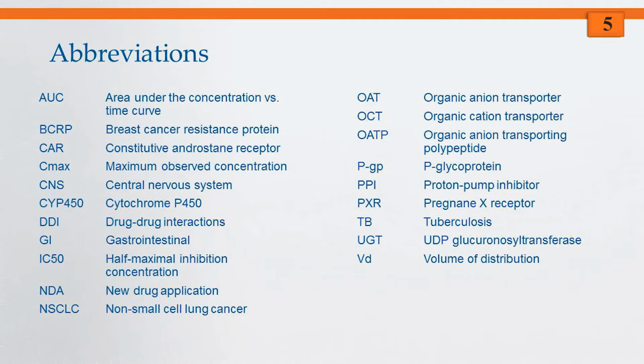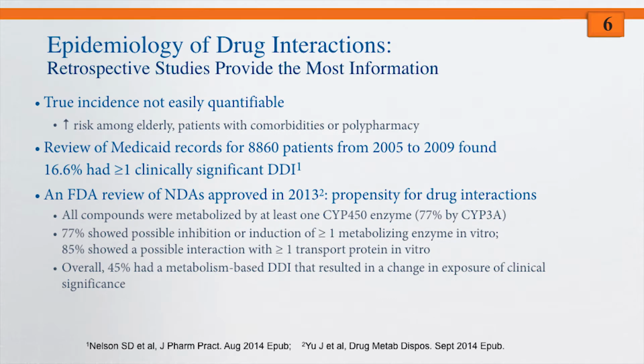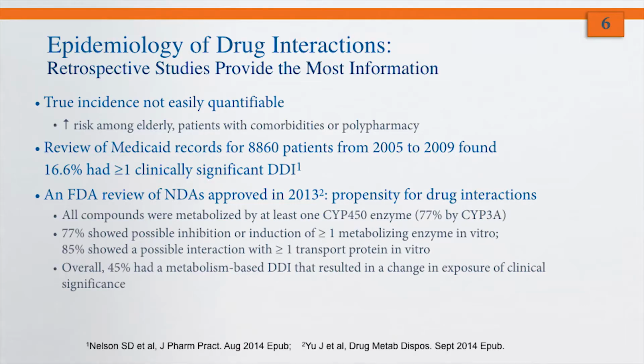So to start with the epidemiology, it's very difficult to actually pinpoint the true incidence of drug interactions, particularly clinically relevant ones. Most publications focus on retrospective review of medical record data. And it's difficult to know using medical records when patients are on concomitant medications and what the clinical significance really is. One helpful publication, though, reviewed nearly 9,000 Medicaid records over a 5-year period, and they looked specifically at clinically relevant drug interactions, because as we know, many aren't clinically relevant, and they found nearly 17% of the patients had at least one clinically significant drug interaction.